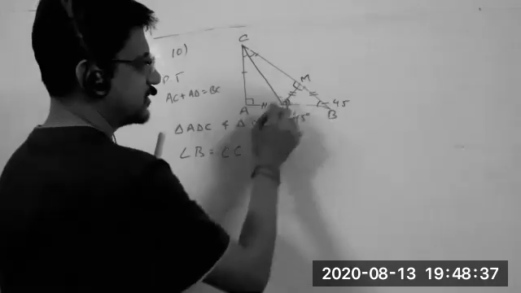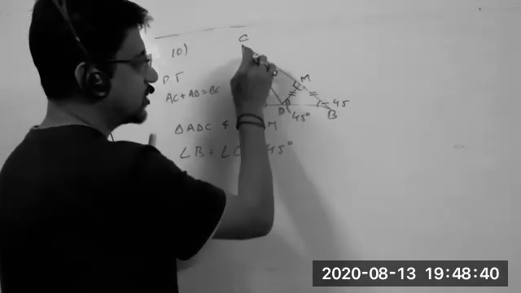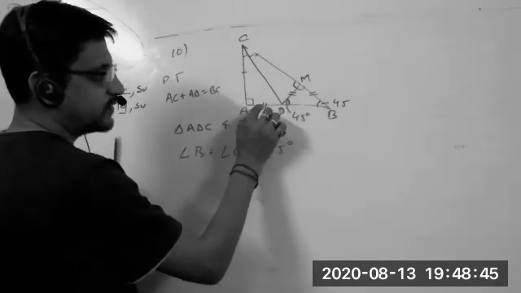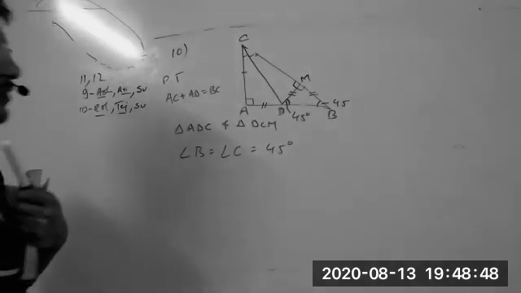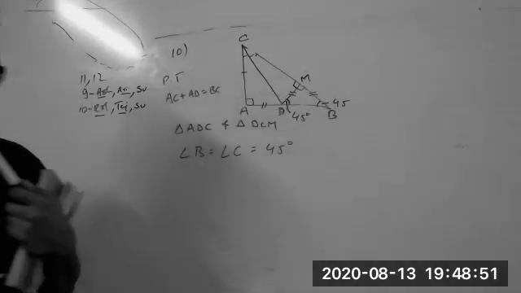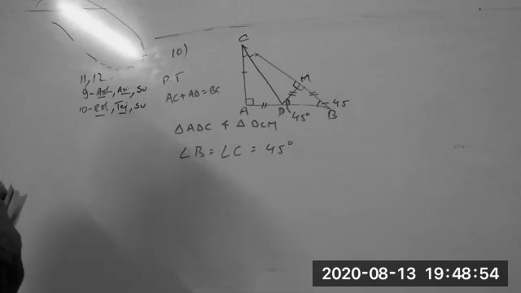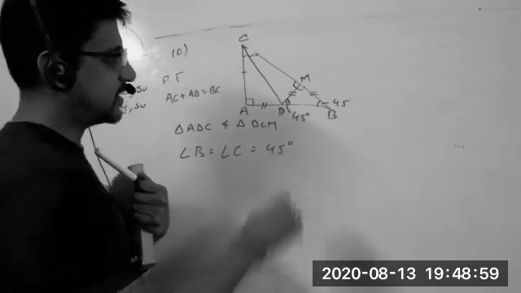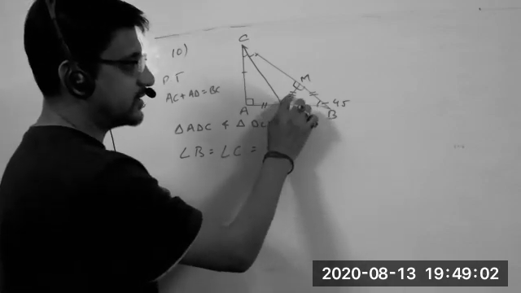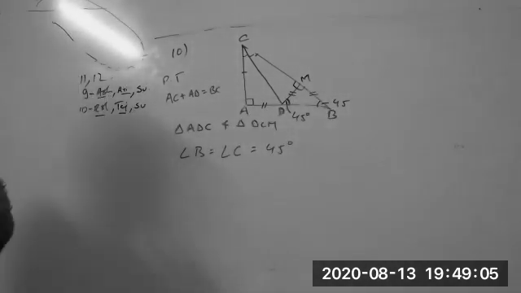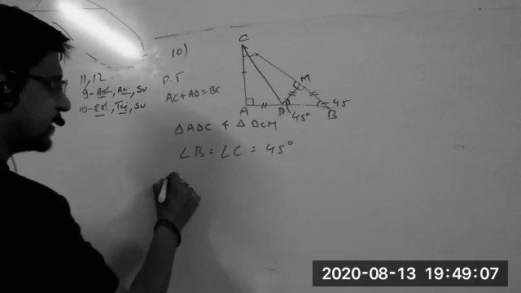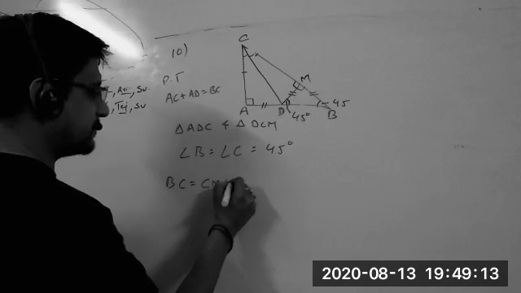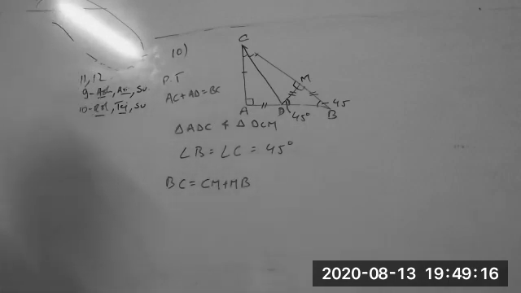I did one construction. I proved that this triangle is congruent to this triangle. So I proved that this is equal to this. Now in triangle DMB, this angle is equal to this angle. Therefore, this side is equal to this side. So we can say BC is equal to CM plus MB. Can we say that?